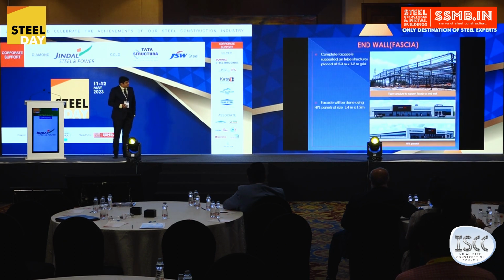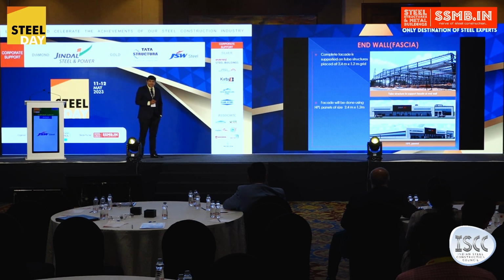This is the facade we are looking at. For the facade, they are going to use their HPL panels. For that, we have applied a 2.4 by 1.2 meter grid. All grids are in tubular structures, and the fascia is of a height of 3.5 meters. So we have given the back supports there.